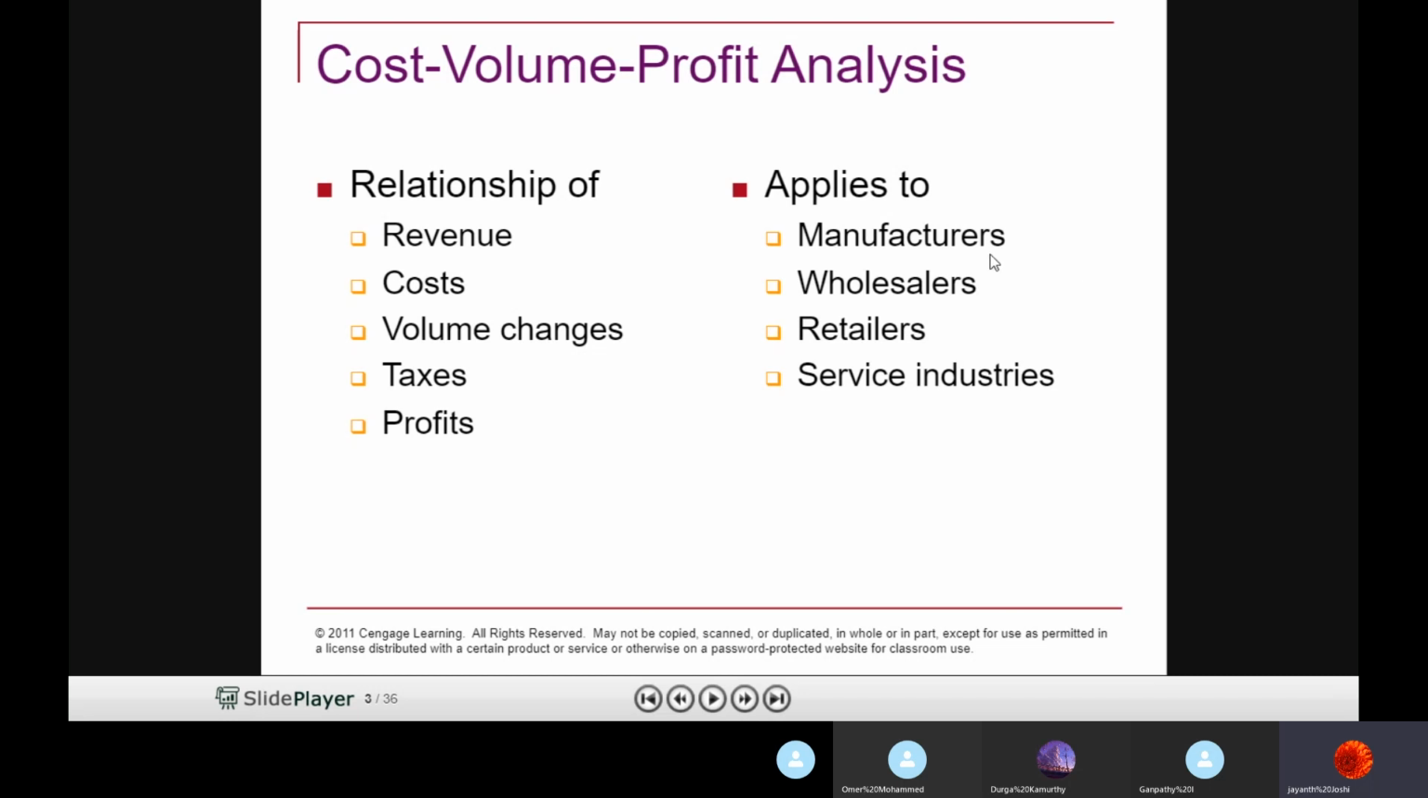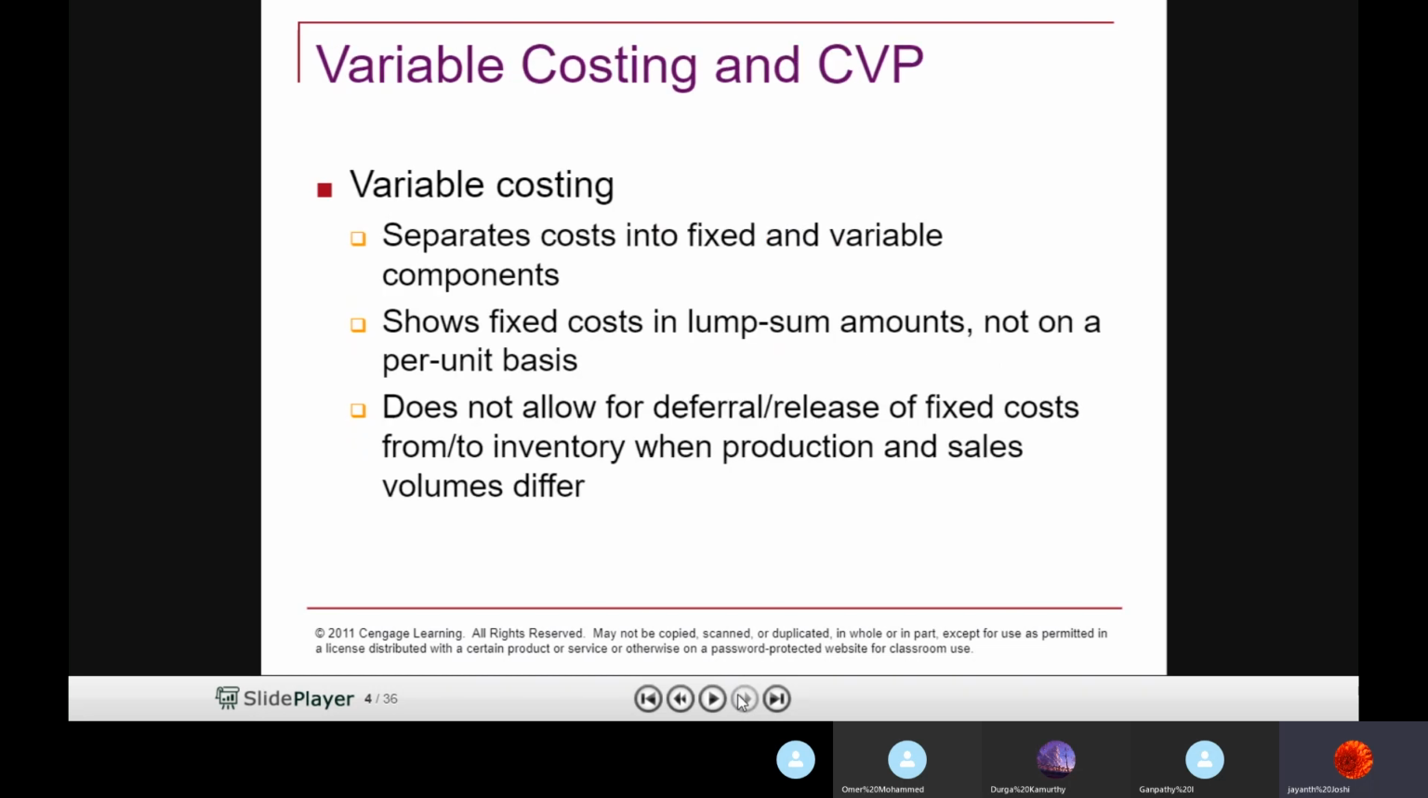It applies to manufacturers because all these guys are involved in business activities and they want to generate revenue. They have to incur costs, they have to do the production, so volume changes, they have to pay taxes to government, and they do all things for profits. So variable costing and CVP separate costs into fixed and variable components. Variable costing is nothing but splitting the cost into two, fixed and variable. It shows fixed cost in lump sum amounts. I have already done all this. Okay, you can see the slide.